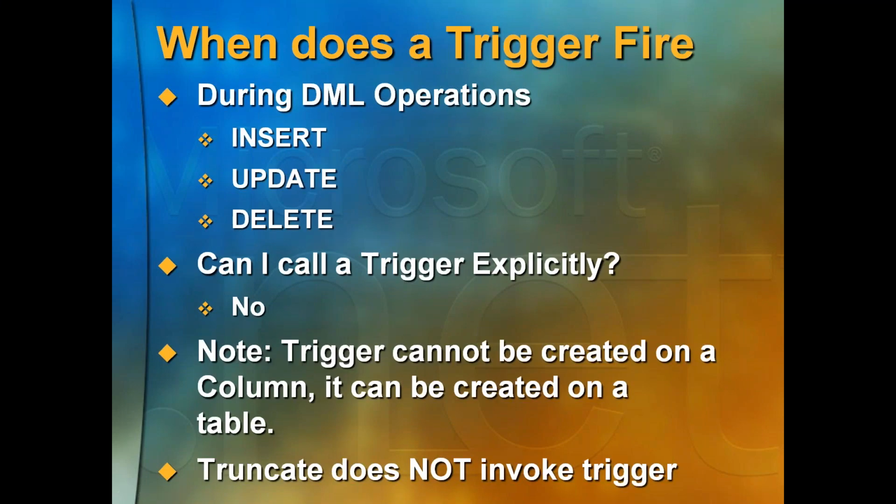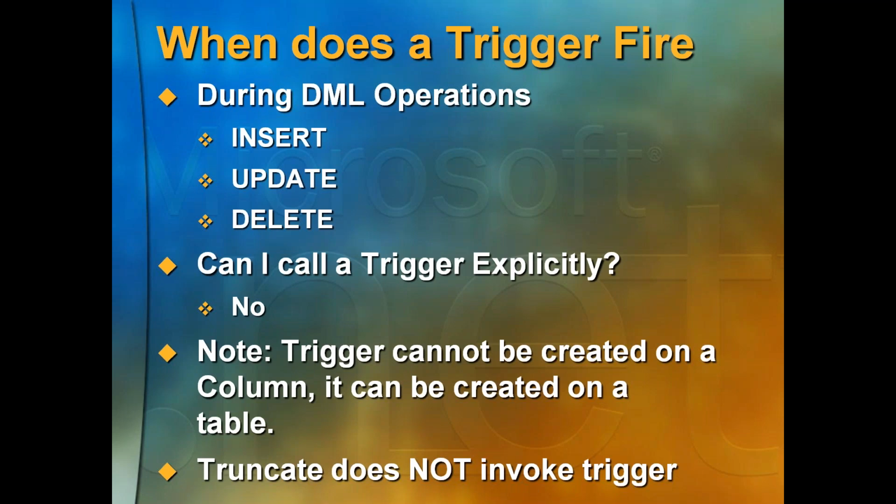Now, when does a trigger fire? During DML operations: insert, update, delete. Can I call the trigger explicitly? No. A trigger cannot be created on a column, it can be created on a table. Truncate does not invoke a trigger. Truncate means you're going to be deleting all the data from the table, right?